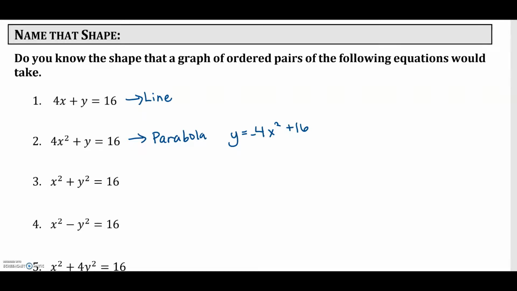Question 3, we have x squared plus y squared is equal to 16. This is the equation of a circle with radius 4.